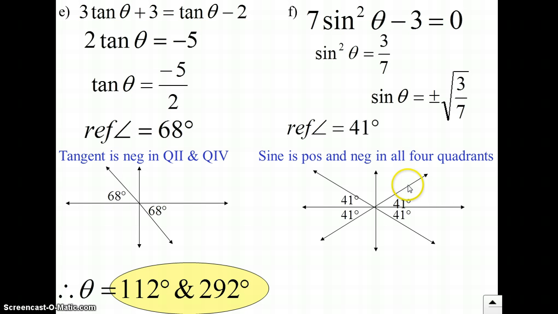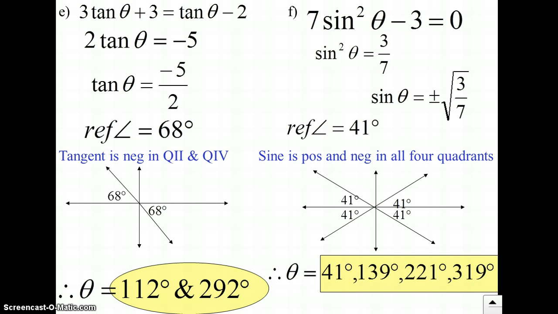In quadrant 1, in standard position with a 41 degree reference angle, theta is 41. In quadrant 2, in standard position, it's going to be 180 minus 41, or 139. In quadrant 3, it's going to be 180 plus 41, 221. And in quadrant 4, it's going to be 360 take away 41, or 319. So there are 4 solutions to this equation. There they are.